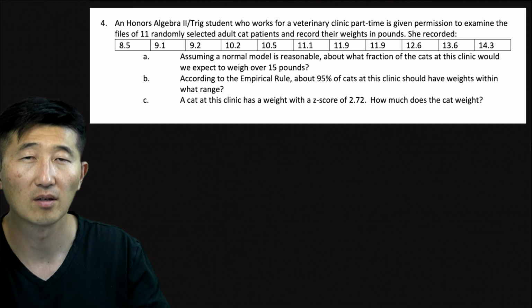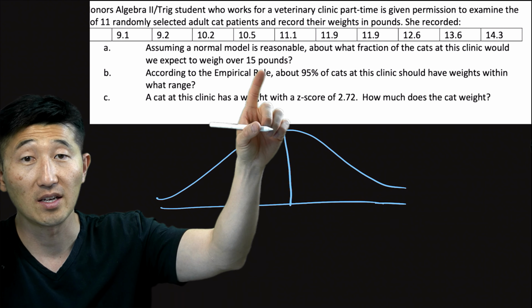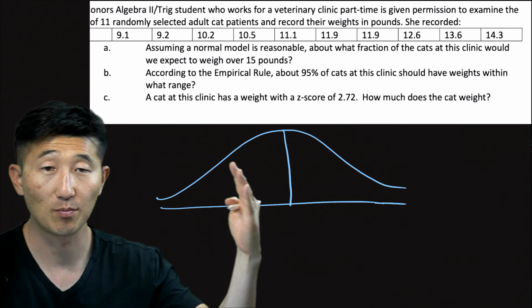Z-score, Z-chart. Remember, first of all, she's saying assume that a normal model is reasonable, right? So what they're saying is think of this as like a normal curve, okay? And once we find a mean, we have to figure out if 15 is past the mean or below the mean. Oh, below the mean. Yeah, so let's just imagine it's below. We'll figure it out in a bit.